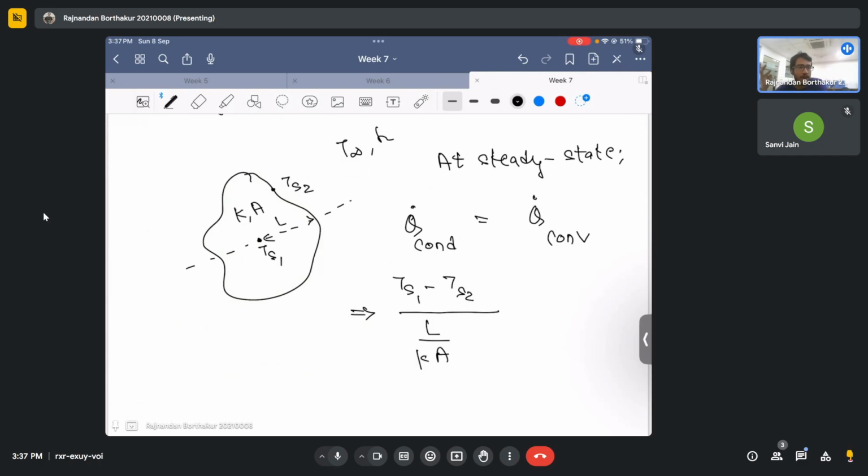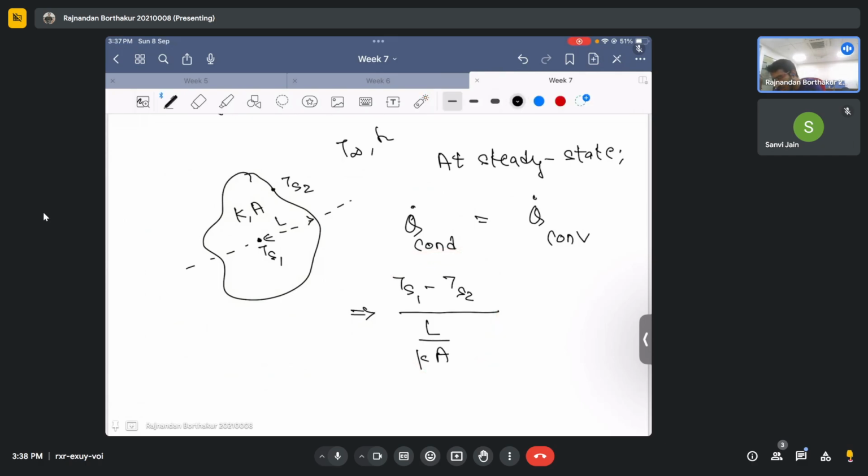Because we do not have heat generation taking place, and I'm assuming that inside this body the heat transfer is one dimensional. That is, it is transferring heat only outward from its center towards its surface. In that case I can write this as TS1 minus TS2 divided by L by kA.